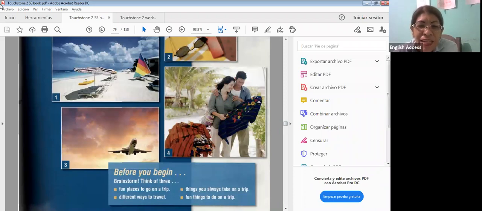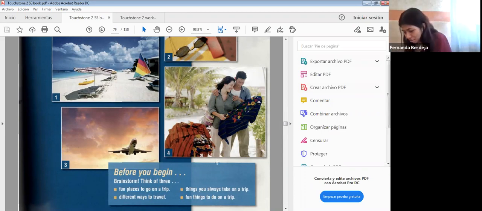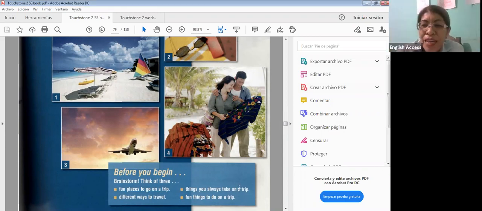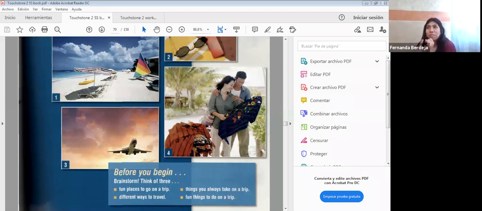Okay, now it says think of 3 different ways to travel. Fernanda. We're talking about ways to travel. Pay attention to picture 3. Ways to travel. Plane, train, boat. Excellent.